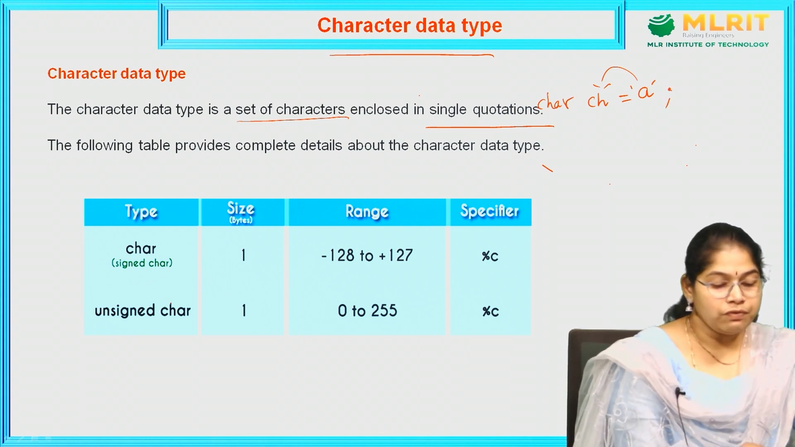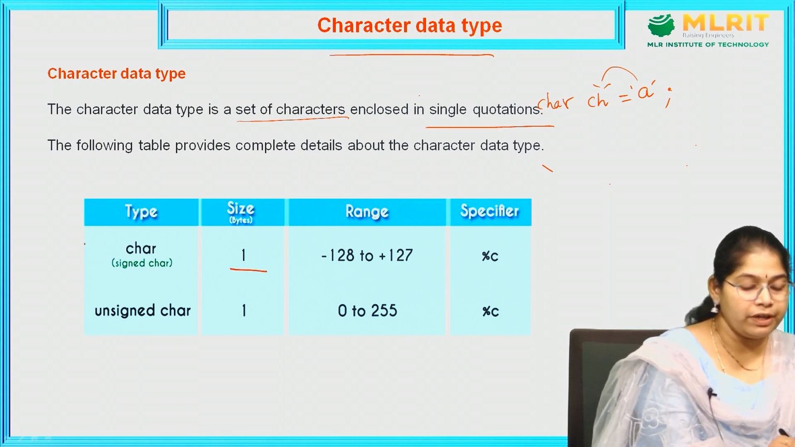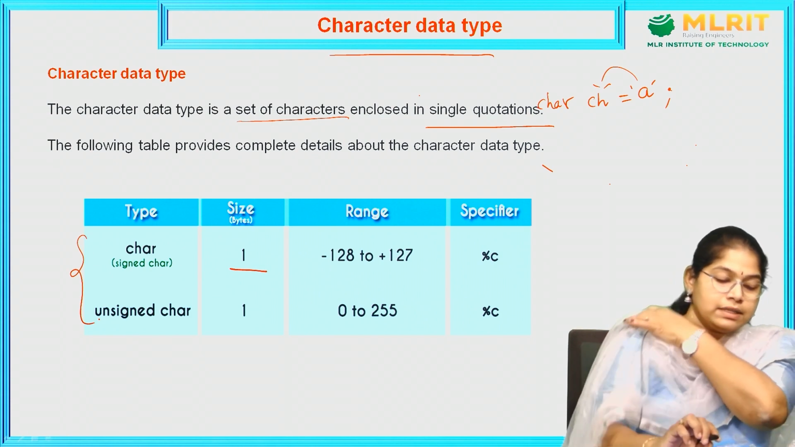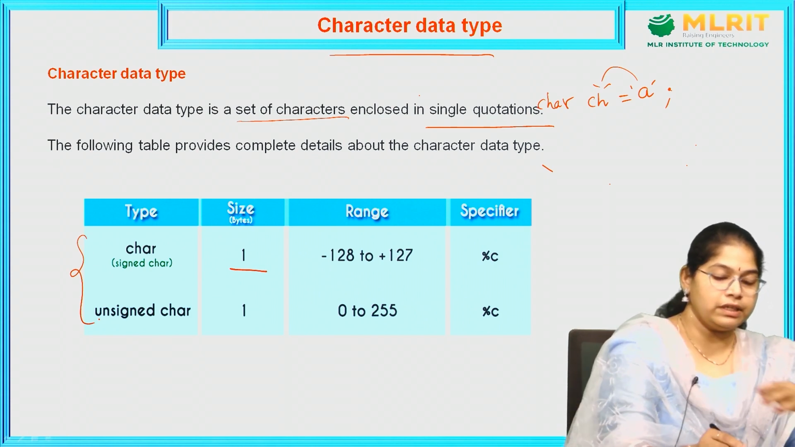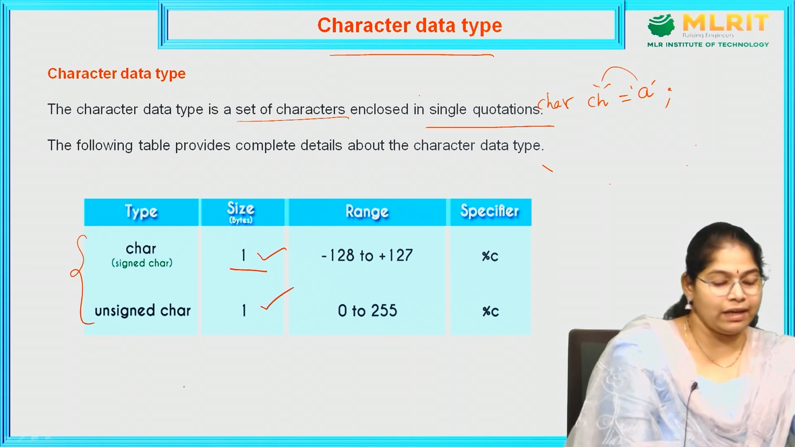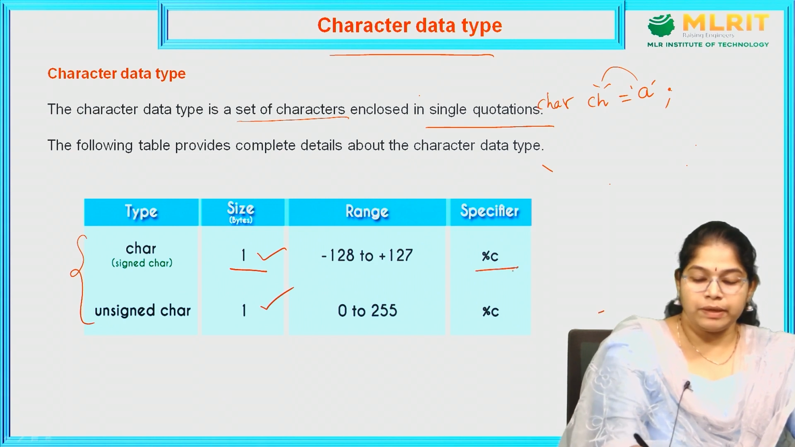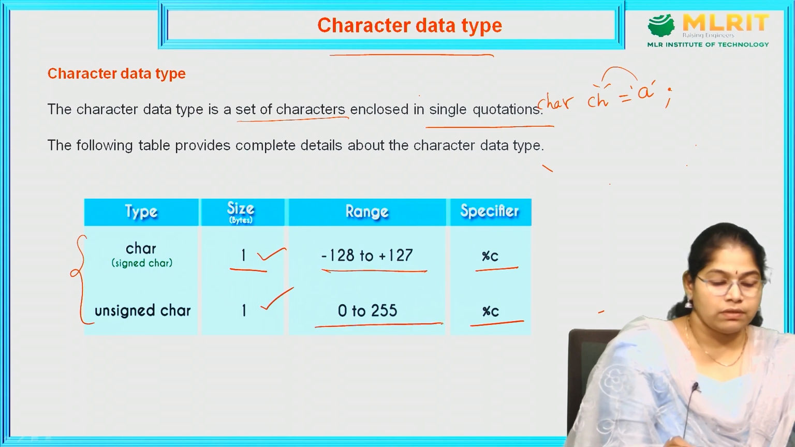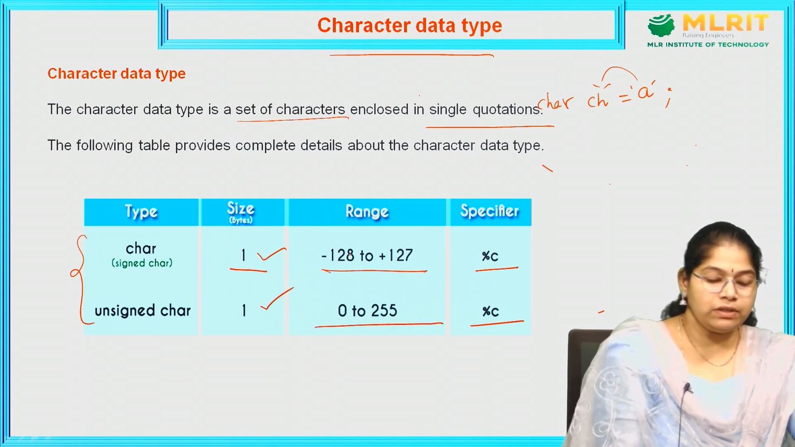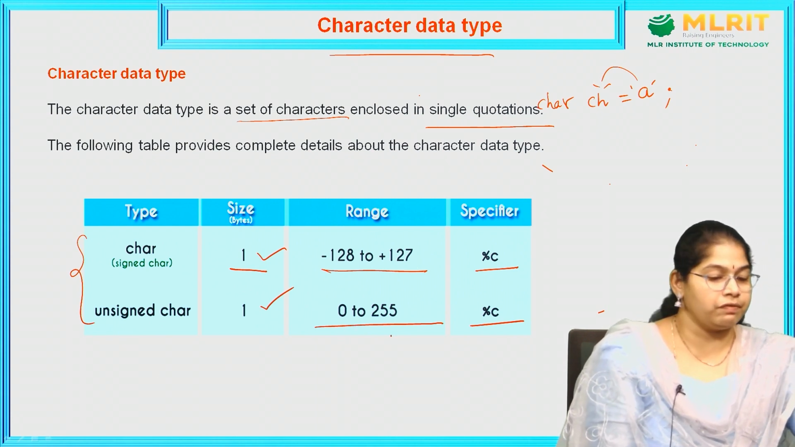The size of the character data type is 1, and the format modifiers of the character type are signed char and unsigned char, where the size of both signed char and unsigned char is 1 byte. The format specifier for that is %c. The difference is the range. If it is a signed char, the range is between -128 to +127. If it is an unsigned char, it takes 0 to 255.